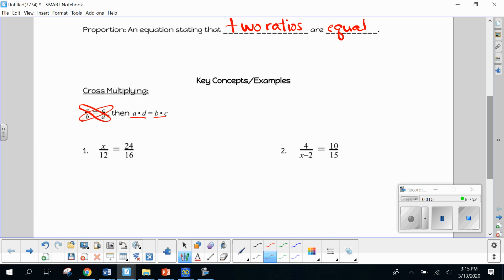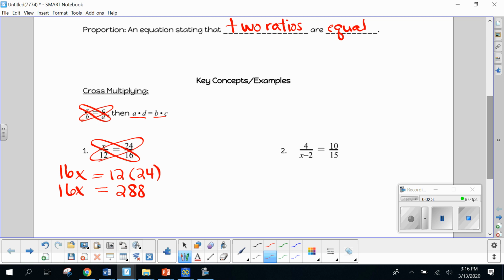Example number 1, you have x over 12 is equal to 24 over 16. If we were to cross multiply, and again, you cross multiply when there's an equal sign, I'm going to multiply x times 16, which we're going to write as 16x. Remember, we want the number before the variable. I'm going to make that equal to, I'm going to multiply these two numbers together. So 12 times 24. Well, 12 times 24 is 288. And I'm going to bring down this 16.